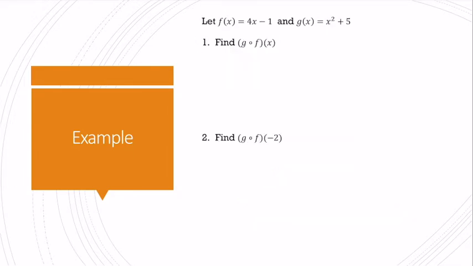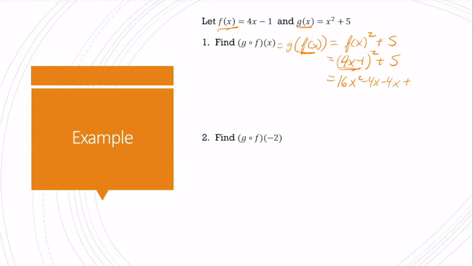All right, let's do another example. This time I'm doing g composed with f. What that means is I'm going to be taking in f of x and substituting in for x in g. So I've got f of x squared plus 5. Well, that's going to be 4x minus 1 squared plus 5. And I have to FOIL this out. So I have 16x squared minus 8x plus 1 plus 5. So I would get 16x squared minus 8x plus 6.